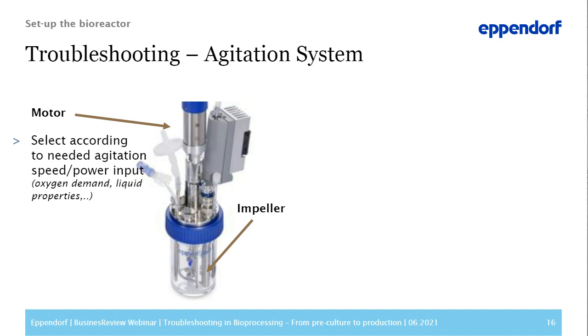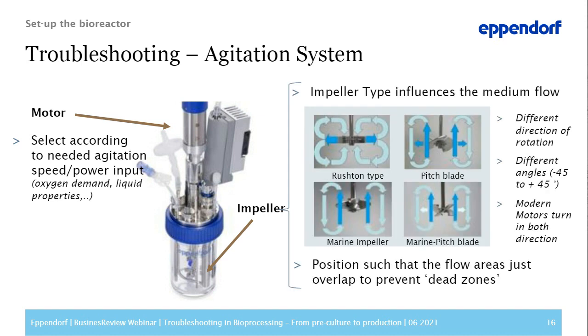So for example, as we see in the screenshot, the Rushton impellers have flat blades which are set vertically along the agitation shaft, and they lead to radial flow within the reactor. Meaning that the fluid is pushed away from the impeller's axis and towards the vessel wall.